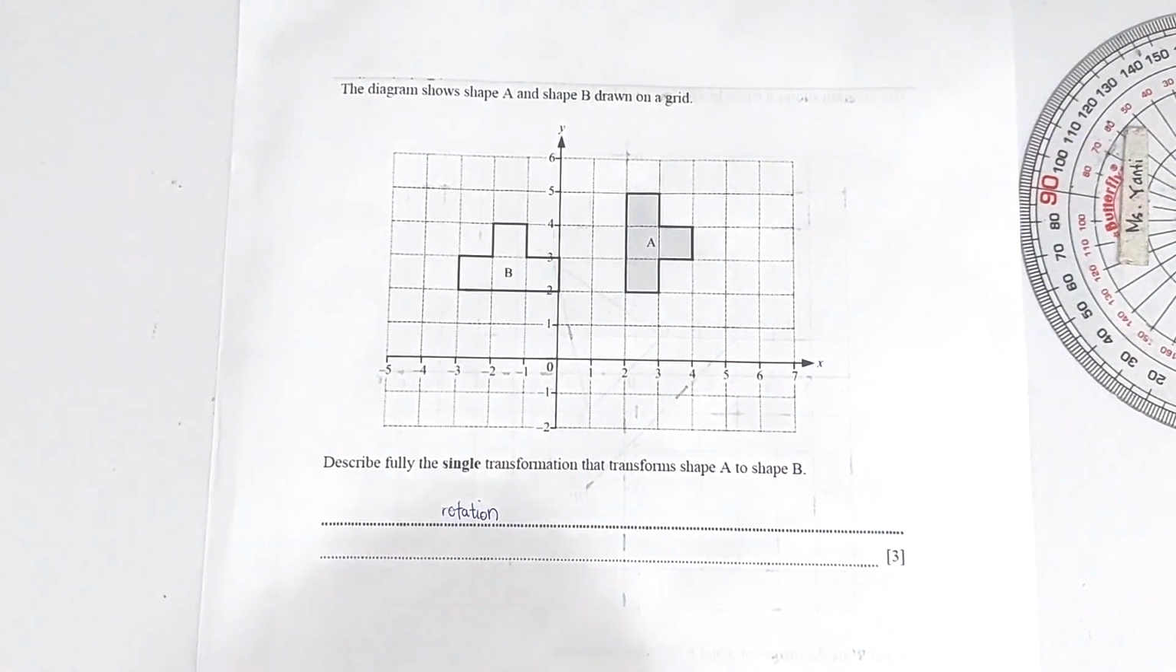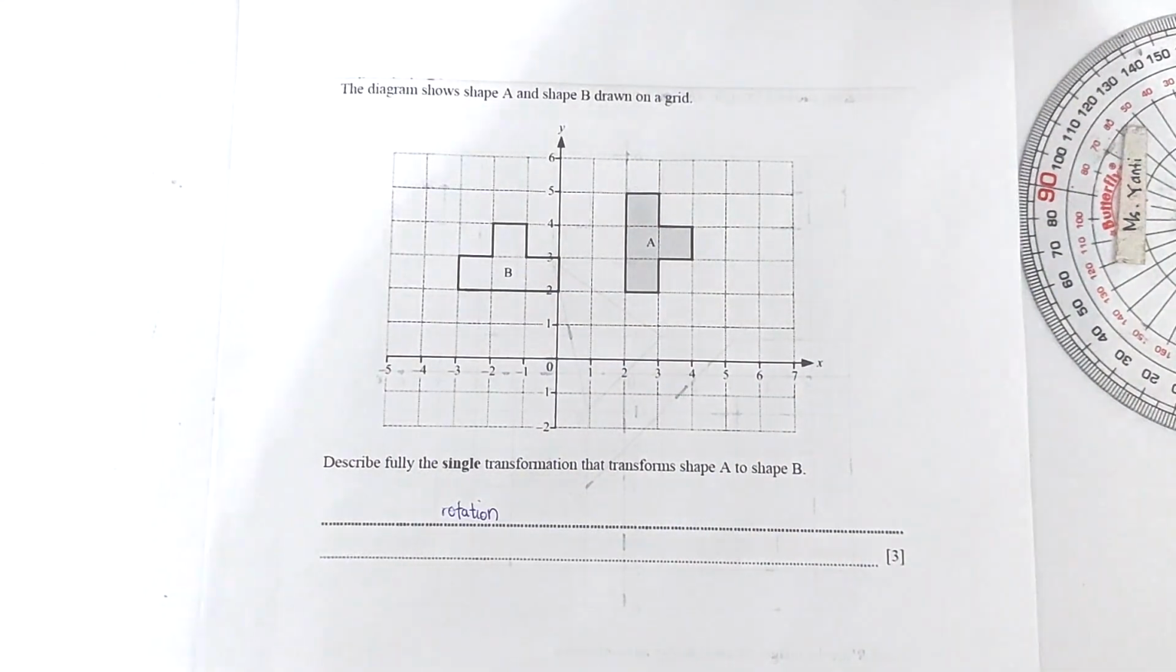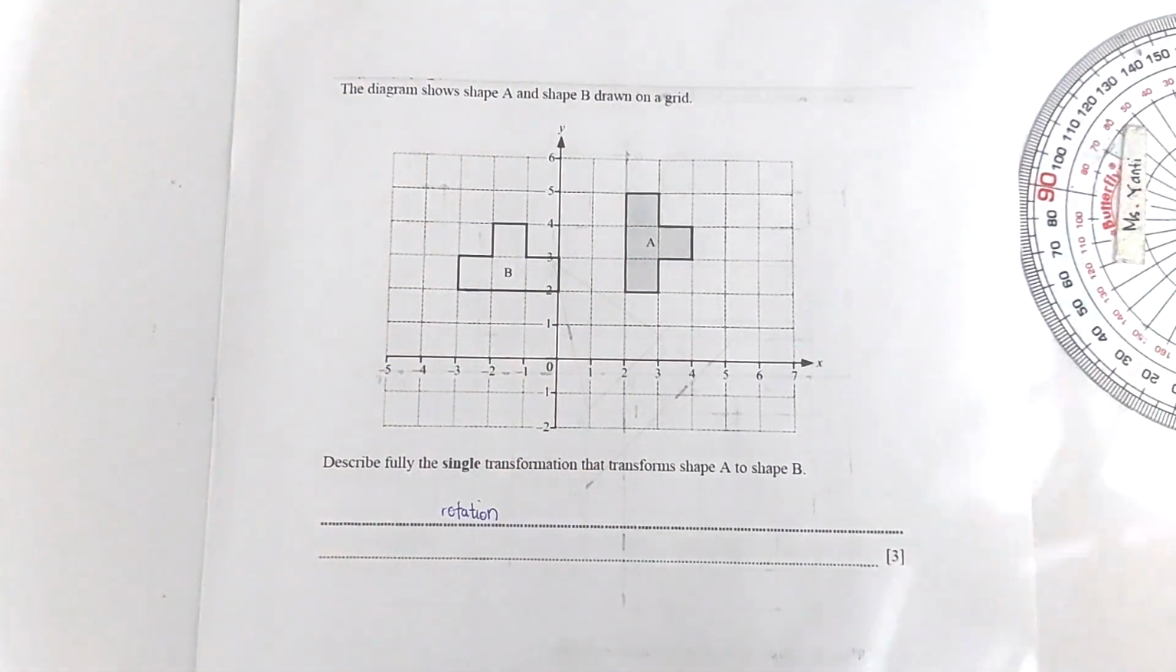For me, the first one is about the center of the rotation. And then the second one is about the direction of the rotation. It can be either clockwise or anti-clockwise. And how far you rotate that shape in degrees. We will start with the center of the rotation. Pay attention.